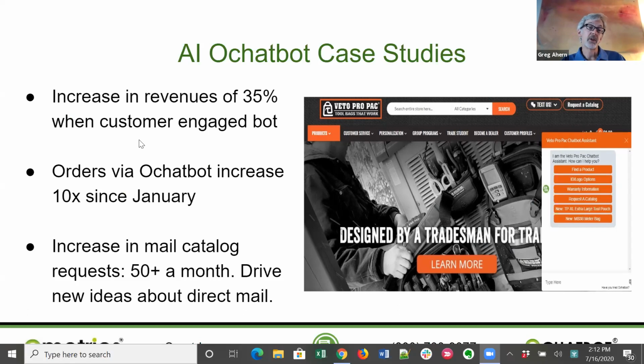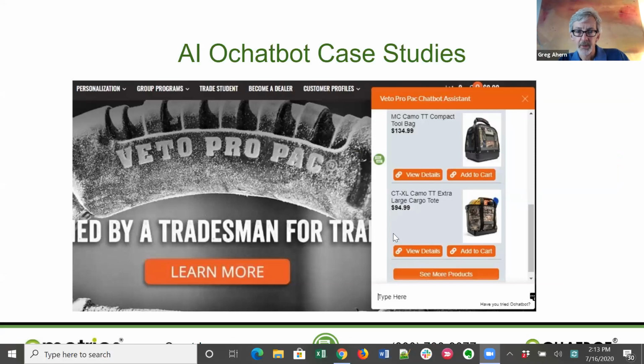Increase in mail catalog. So this company, they sell bags, and they found out that a lot of their customers didn't buy online, but wanted the direct mail catalog, which kind of opened their eyes up to, wow, we should start doing more direct mail to these customers, and the fact that they really love this, having the actual physical touch of the catalog, they actually get more sales from that. So you can see here when someone asks for a product, the product comes up in the chatbot. It can be added to cart, and they can view the details when they did a specific search.